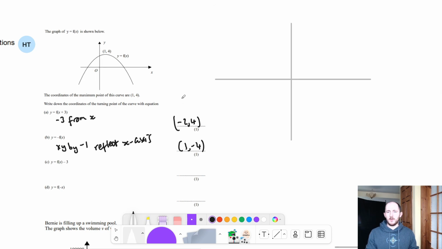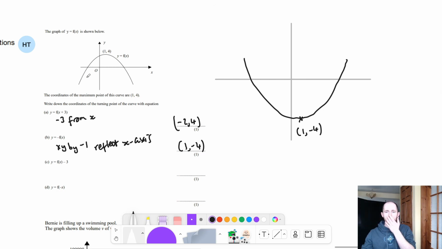Okay. So instead of it going up like this, it's actually going to go, and again this is going to look horrific probably. But remember, you don't have to be Michelangelo here, okay? You can keep it relatively simple. And that's going to be 1 minus 4 instead.